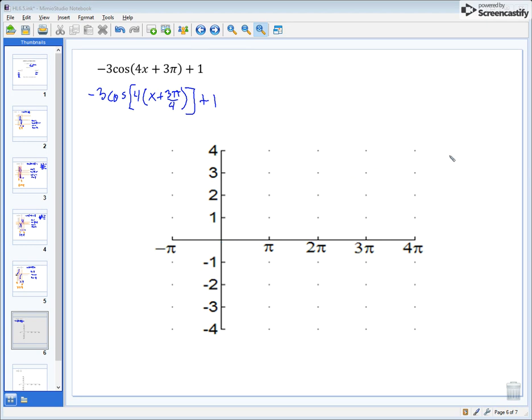So we're going to have an amplitude. It's the absolute value of this one, so that's 3. We're going to have a period of 2 pi divided by the number of cycles, which in this case is 4. So our period is pi halves. We have a midline of 1, and we have a phase shift to the left 3 pi fourths.